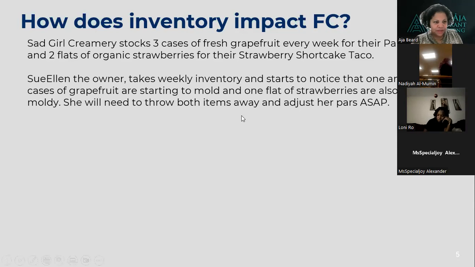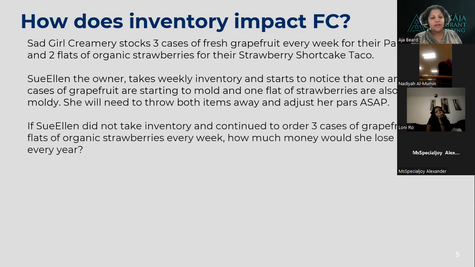Now, the owner takes a weekly inventory, but let's say she hires somebody else to do this. If they start to notice that 1.5 cases of grapefruit are starting to mold and 1 flat of strawberries is also getting moldy before they can even use them, they would have to throw them away. So what they need to do is adjust their PARs. They're buying too much product for how much their sales are.